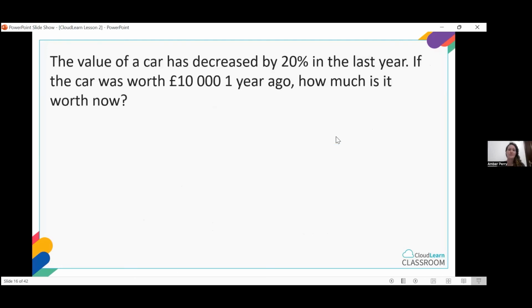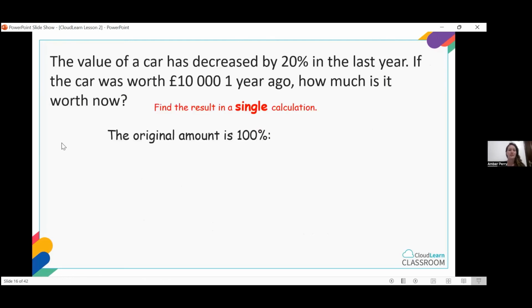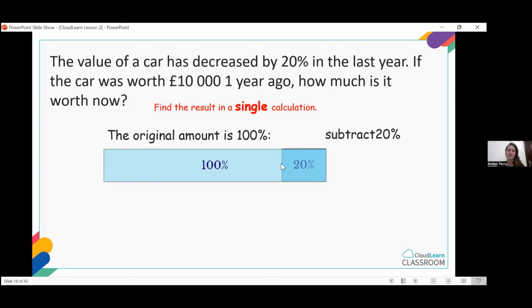This also works for percentage decrease. This little trick works if something has been reduced. For example, the value of a car quite often will decrease. You might buy a car for £10,000 and after a year, that cost has decreased by 20%. Let's think about the original amount, which was 100%. That's the original 10,000. How much of that 100% is it worth now? It has decreased by 20%, so I only have 80% of that original cost left.